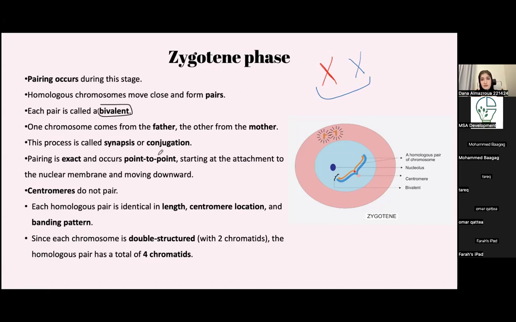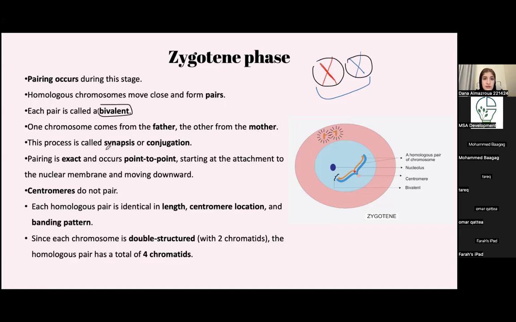And this makes sense because sex cells arise after fertilization. So we have one from the mother and one from the father. And when they're joined together, this process is called pairing. Collectively together, we call them bivalent. Now, bi refers to the number of chromosomes, not chromatids. We have two chromosomes, but we have four chromatids. Now, one chromosome comes from the father and the other from the mother.